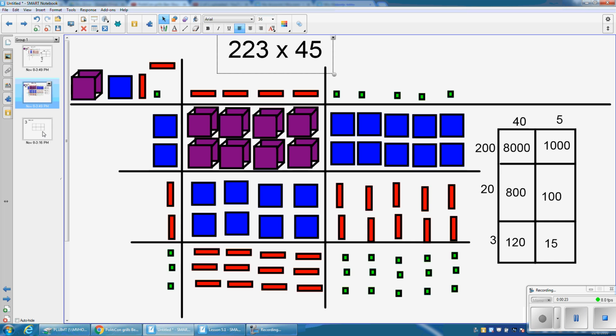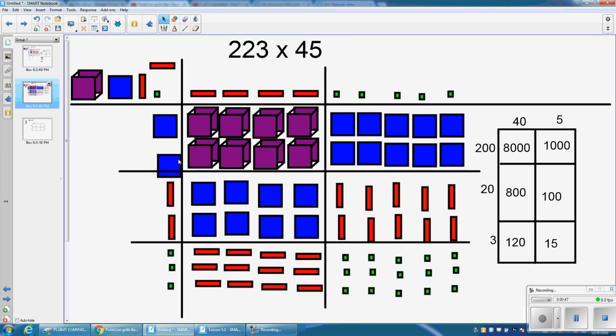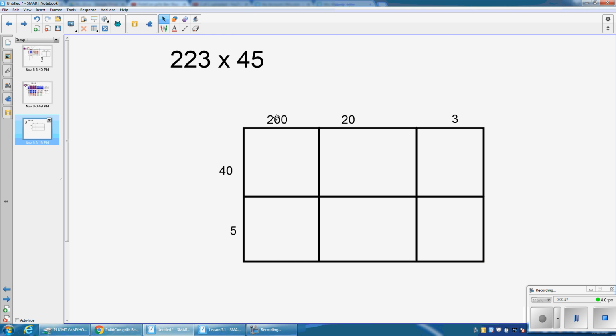And now I'm going to show you the more abstract version of it, which students will be using in class. So I'm going to again decompose these numbers. So this is 200, 20, and 3, and then on the side we'll have 40 and 5. So just like we have 200 and 20 and 3 and then 40 and 5 using base 10 blocks, this time we're going to use actual numbers.